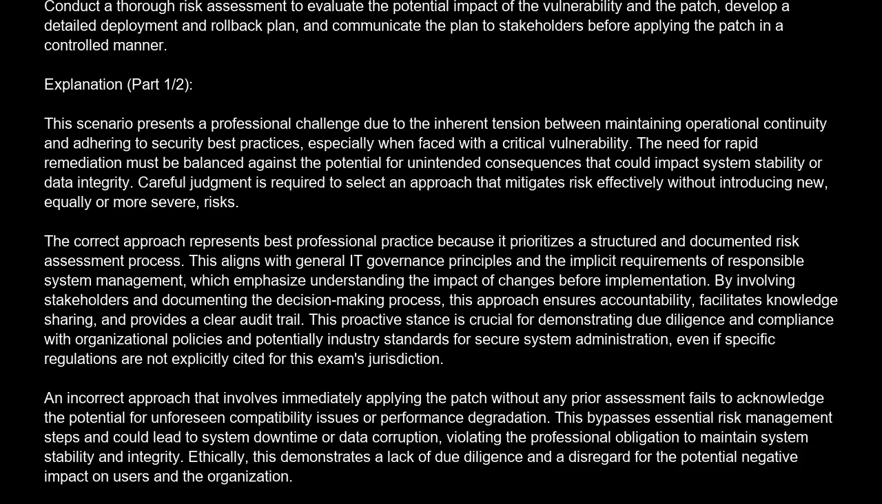The correct answer is A. Conduct a thorough risk assessment to evaluate the potential impact of the vulnerability and the patch, develop a detailed deployment and rollback plan, and communicate the plan to stakeholders before applying the patch in a controlled manner.